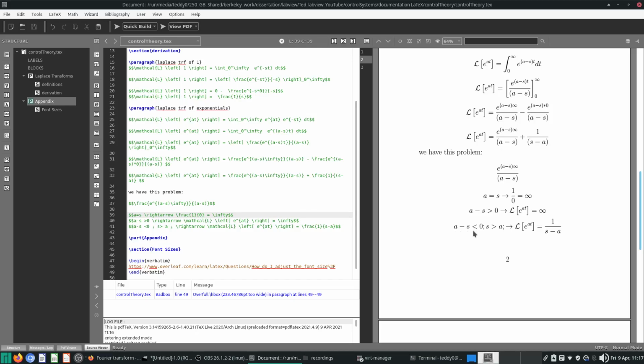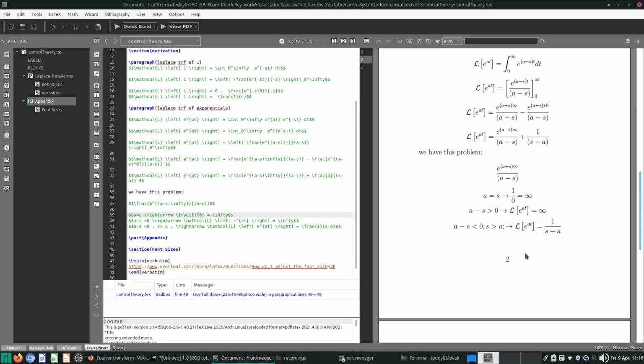So a minus s less than 0. Then you have e to the minus negative infinity, so this problematic term will disappear. You will just have 1 over s minus a. So you have the Laplace transform of e to the at equals 1 over s minus a. Most Laplace transform tables will just assume that this 1 over s minus a is just there. You'll just have this Laplace transform. So that's how we deal with the Laplace transform for e to the at.